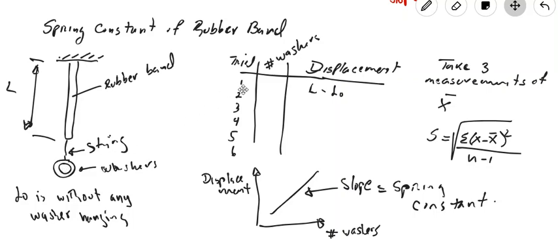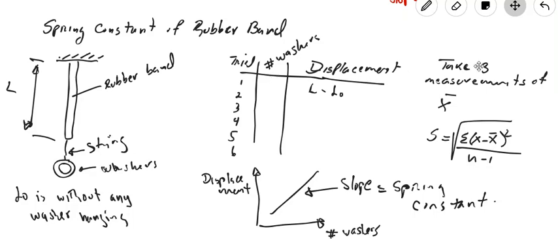After that, for the second trial, you're going to hang 2 more washers. So you're going to have 4 washers hanging. You will measure the new length, and then you will find the displacement, subtracting the new length minus the initial length. And like that, you're going to obtain the displacement for the different number of washers. In total, you will have 6 trials. In the first trial, you will have 2 washers. In the second trial, you have 4. In the third trial, you have 6. In the fourth trial, you have 8, and so on.